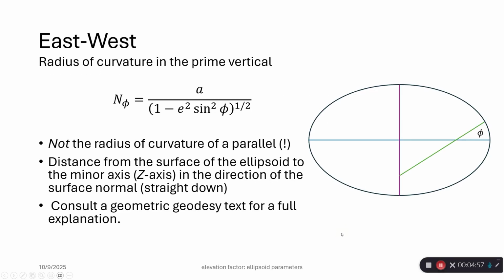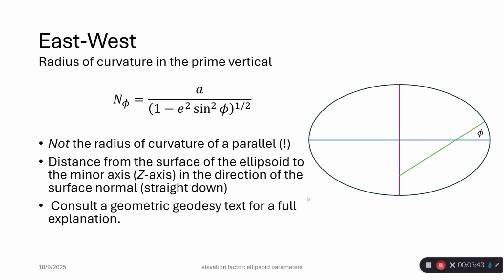Now, for the east-west radius of curvature, this one has a really fancy name. It's called the radius of curvature in the prime vertical, and the formula, you see it there on the screen. The first thing I'd like to point out about this, despite the fact that this radius of curvature is an east-west radius of curvature, it is not the radius of curvature of any of the parallels with the exception of the equator. So hearkening back, do we hearken back? Yes, let's hearken back to the video on curvature, and we know that our radii of curvature are perpendicular to the curve at the point of tangency.